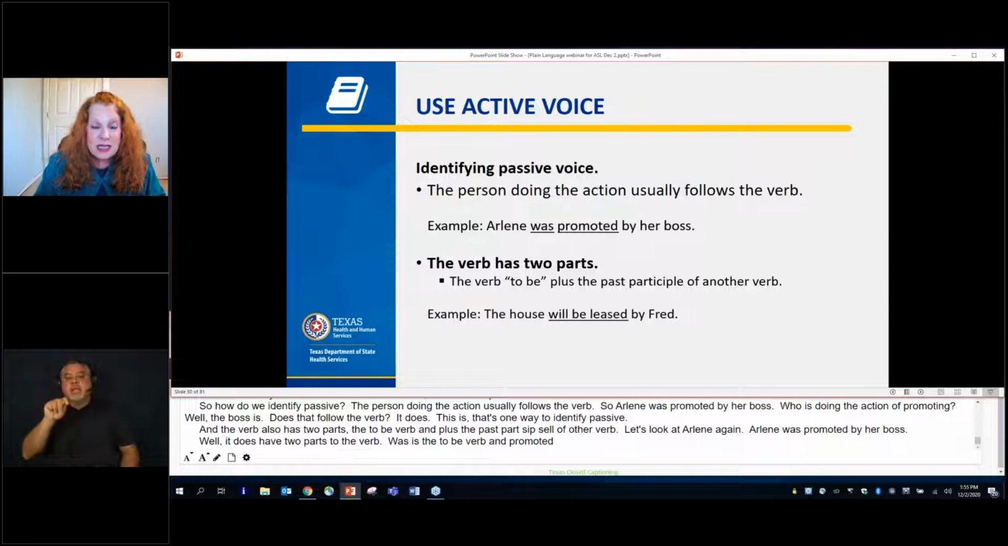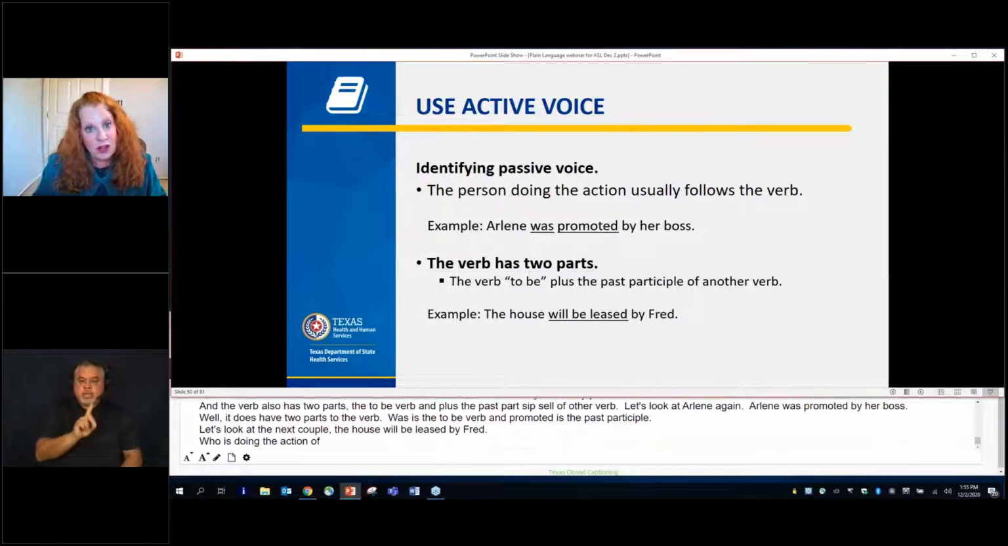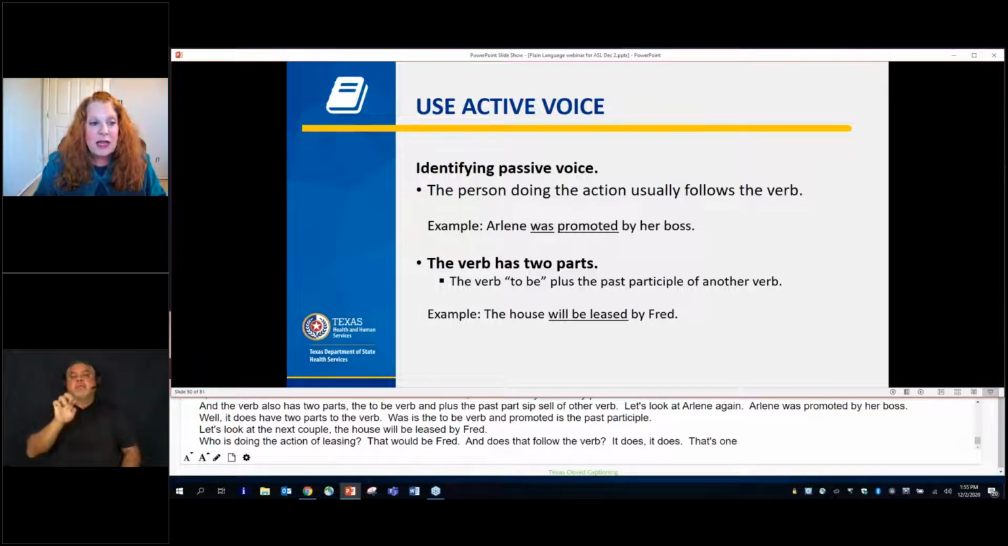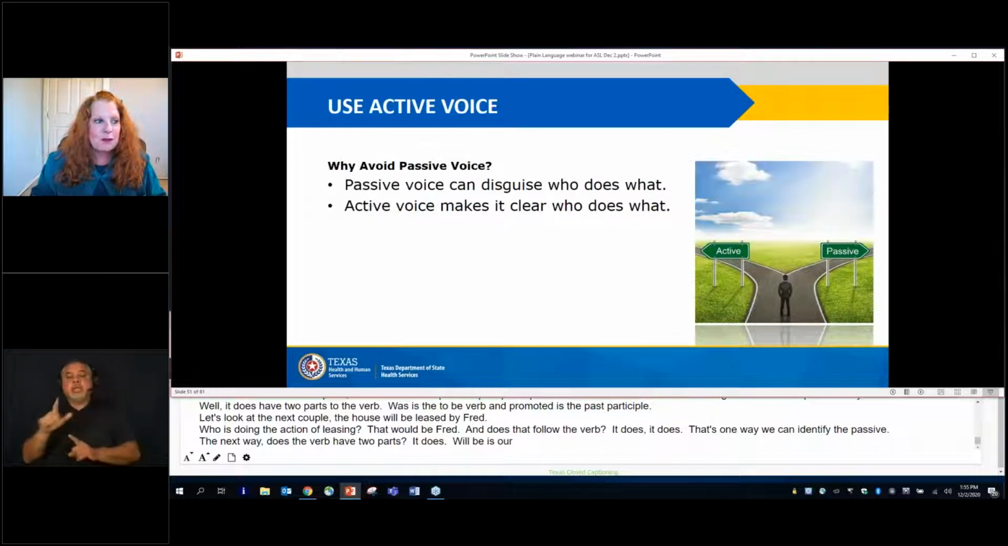So let's look at our next example. The house will be leased by Fred. Well, who's doing the action of leasing? Well, that would be Fred. And does that follow the verb? It does. That's one way we can identify the passive. The next way, does the verb have two parts? It does. Will be is our to be verb, and leased is our past participle.